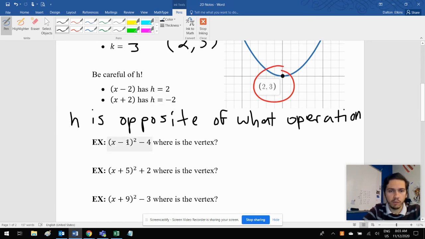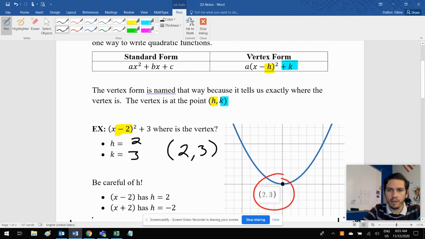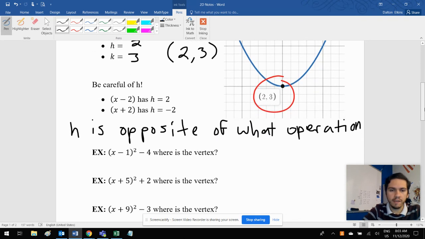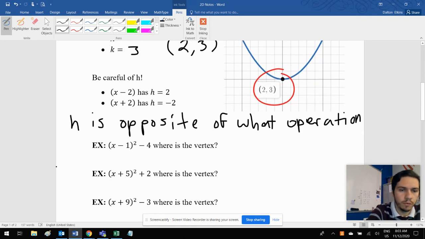Here I have x minus 1 quantity squared minus 4. So again, looking at our formula, x minus h to the power 2 plus k. So I see minus 1, which means h is equal to positive 1. Remember, it does the opposite. And k is the exact same. So my vertex here is 1 comma negative 4.